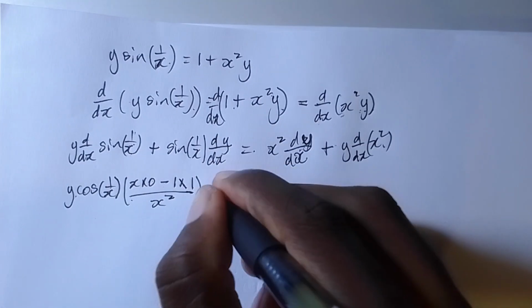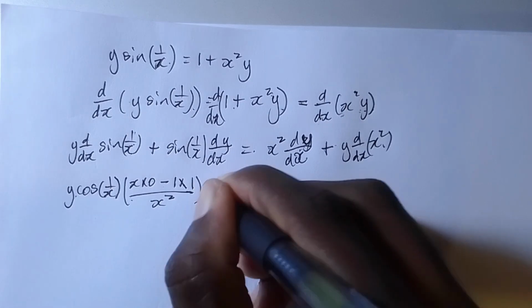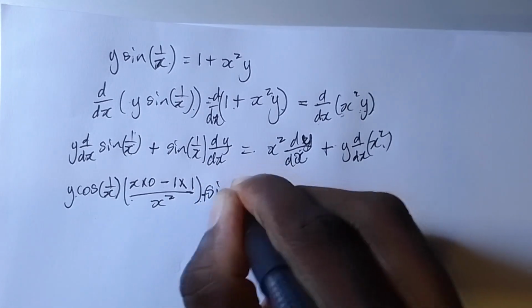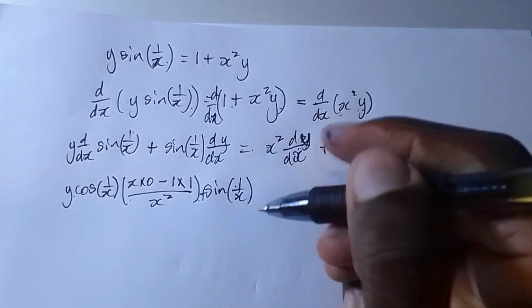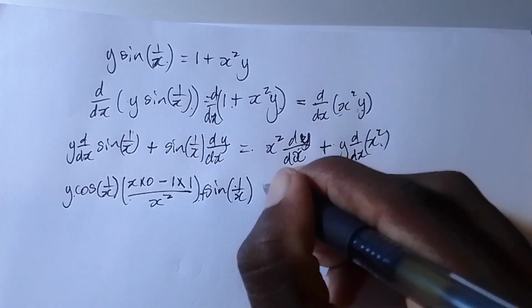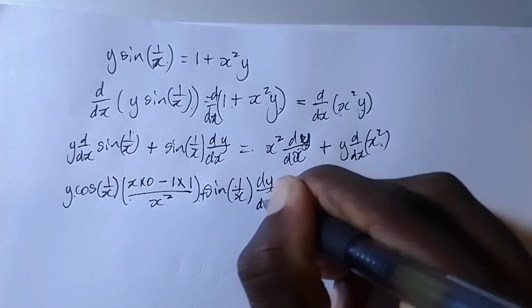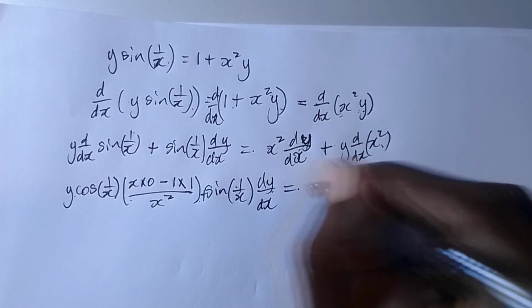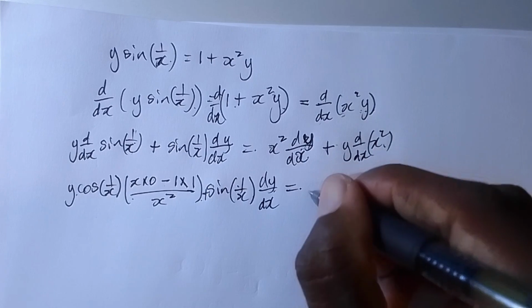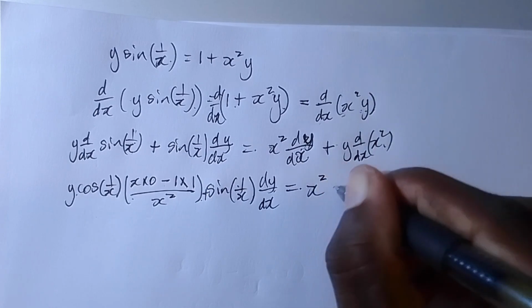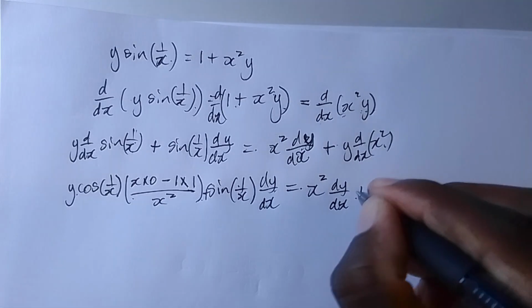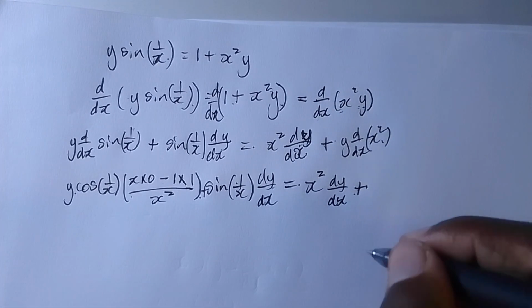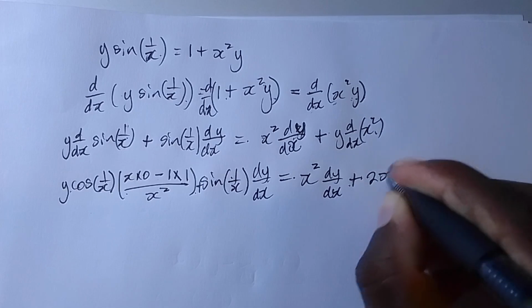And then we come to this side. We have plus. There's nothing we can do to 1 over x and sine, or there's nothing we should do. We have d on dx. There's nothing we can do with that either. We have here x squared dy on dx. Nothing can be done. Plus, what's the derivative of x squared? It's 2x.